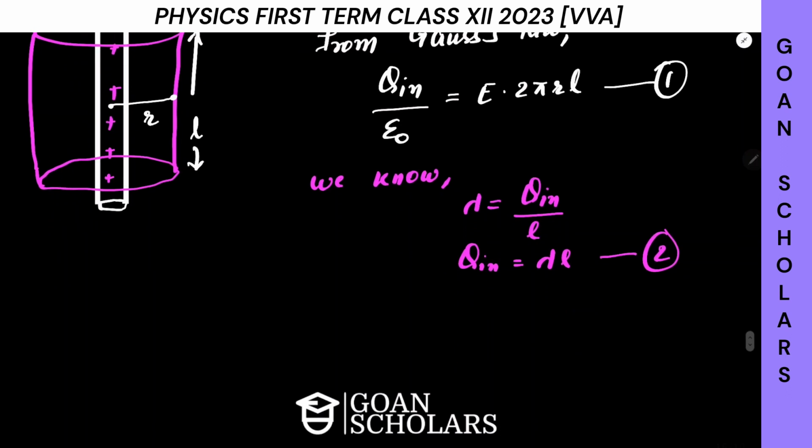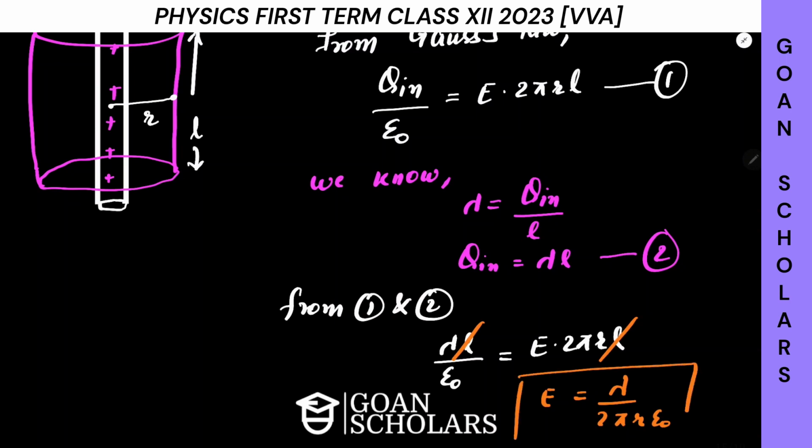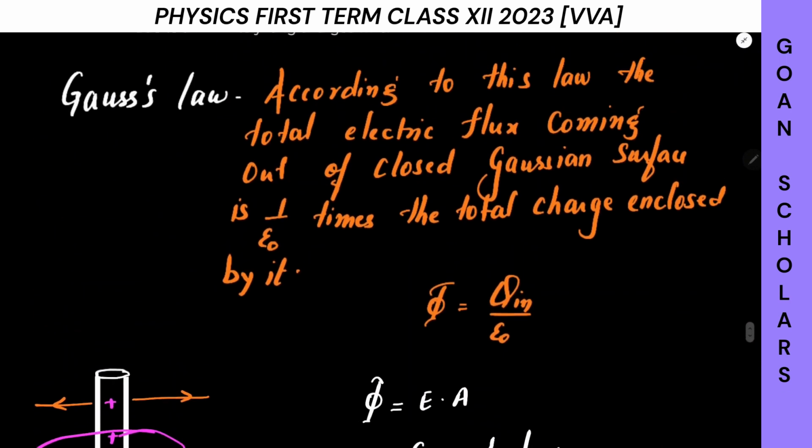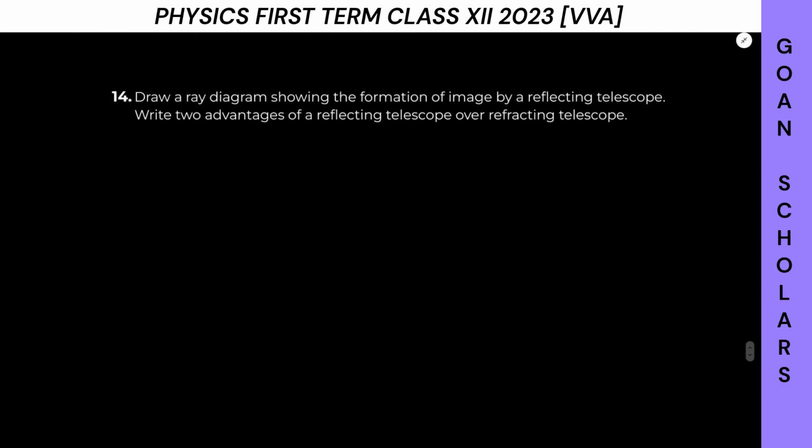So putting in equation 1, what we will get? From 1 and 2, we will get lambda into L upon epsilon naught is equal to E into 2 pi RL. L cancels on both sides. We can cancel this L with L. Electric field due to this will be lambda upon 2 pi R epsilon naught. Very important expression. This was our question number 13. Let's see question number 14.